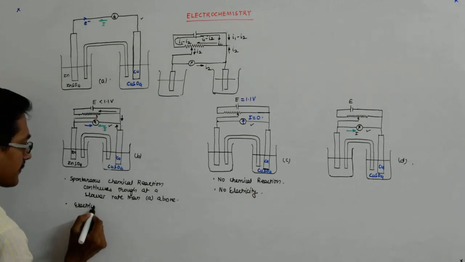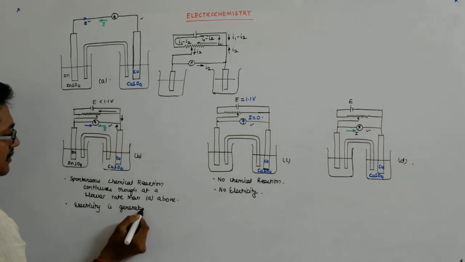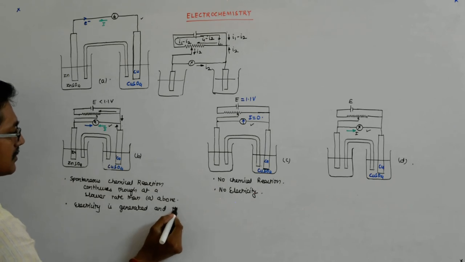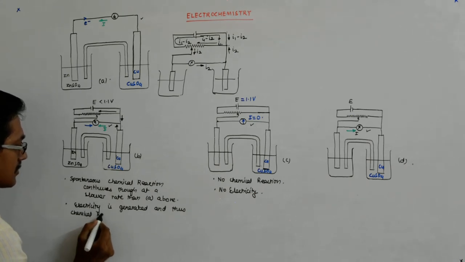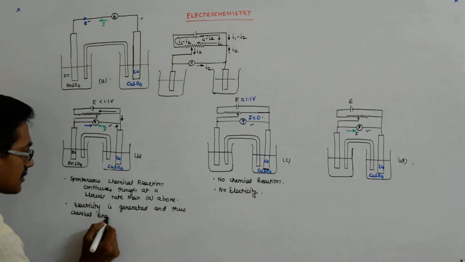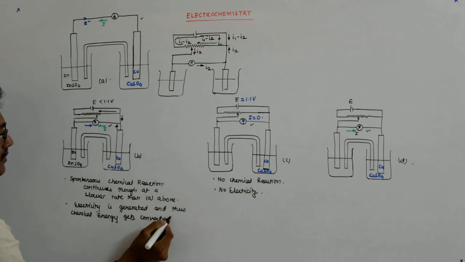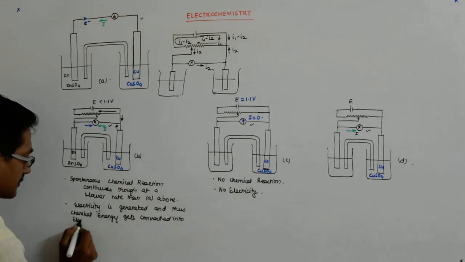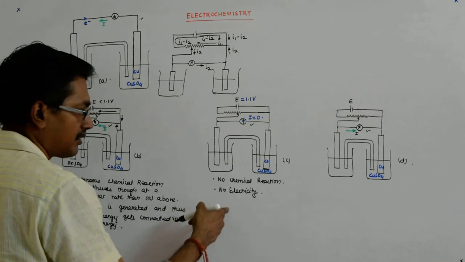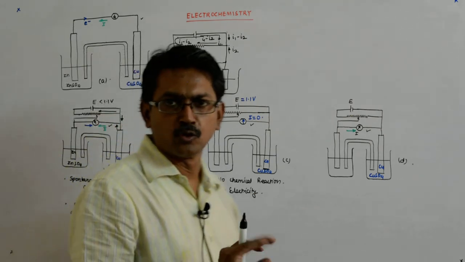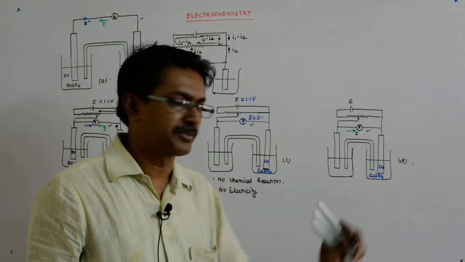Electricity is generated, and thus chemical energy gets converted into electrical energy. Okay, here nothing happens. No chemical activity, no electrical activity, nothing. So you have sort of stopped the reaction by applying a force in the opposite direction.